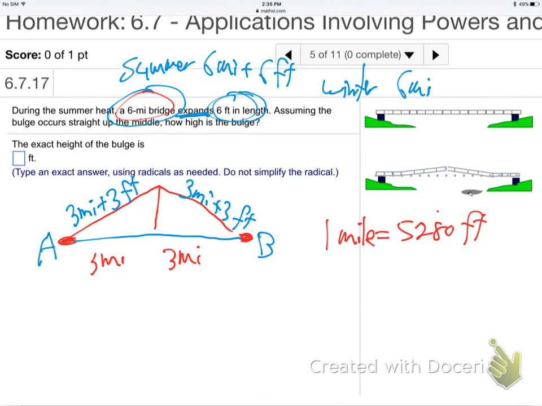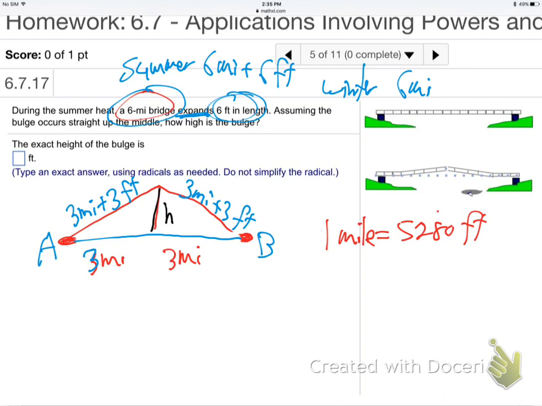The bridge is 6 miles: 3 miles and 3 miles, 6 miles. But in the summer, the bridge pops up because it goes an extra 3 feet. 3 miles, 3 feet, 3 miles, 3 feet. If you add those together, that's 6 miles, 6 feet, which is how long the bridge is in the summer. Is that making sense? So now, what is our job? To find the height. How much is the pop-up? That's what they want to know. The bulge. What's the height?